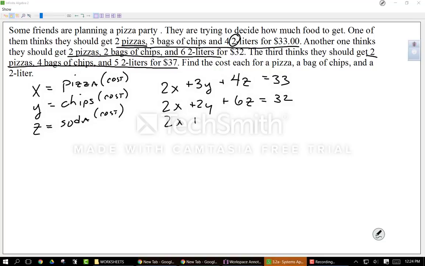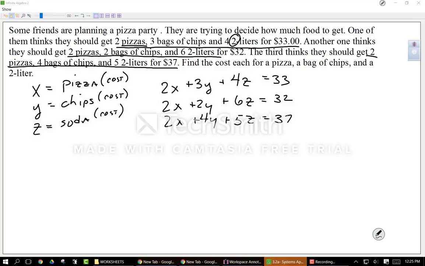So 2x plus 4y plus 5z equals 37. I would rather get more pizzas than chips, but that's just me, or even soda anyway. So if I look, I have a 3x3 system. In the last section we talked about how to solve these.